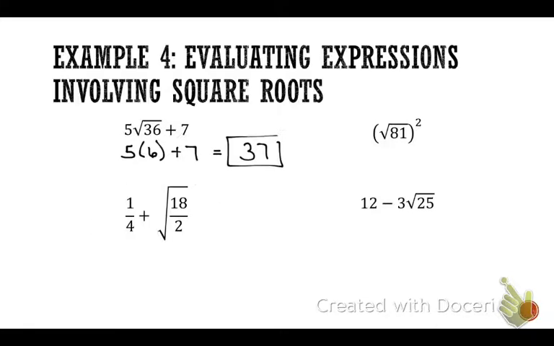We have 1/4 plus the square root of 18 over 2. Well, what I just told you in the last example was that numerator and denominator would be perfect squares, and that's great. Well, the problem here is that 18 is not a perfect square. So before I try to take the square root, let's look at what 18 divided by 2 is. Okay, well, what is 18 divided by 2? It's 9. So now I have 1/4 plus 9. And we know that 1/4 plus 9 equals 9 1/4.